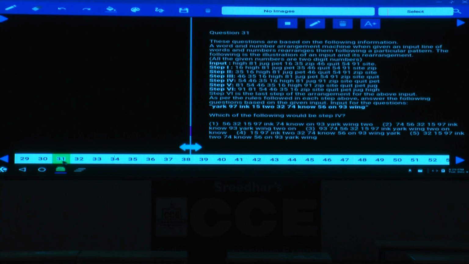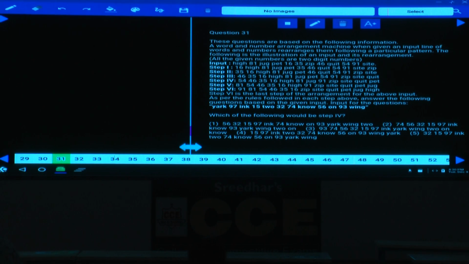Now paper number 96. Now question numbers 31 to 35. These 5 questions are based on input and output, isn't it?